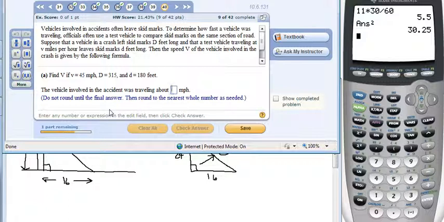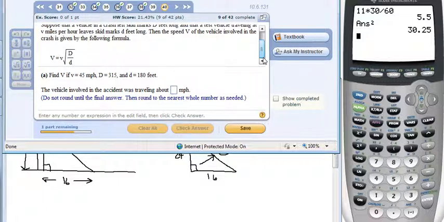I think you've got a formula in here. Yeah, you've got a formula in here. The only thing that I want, I'm going to let you find V if V is this, D is this, and D is that. So you're just plugging stuff in and you're solving. Now you have a V and a V and a D and a D.